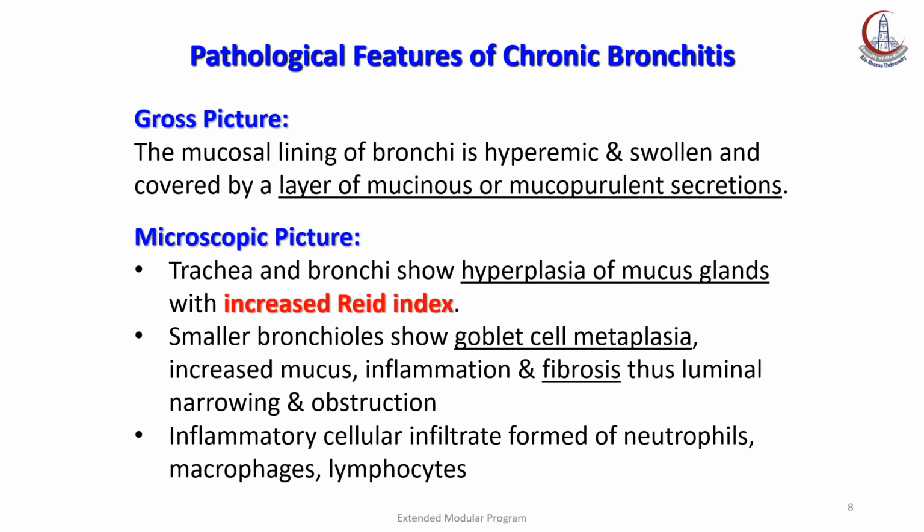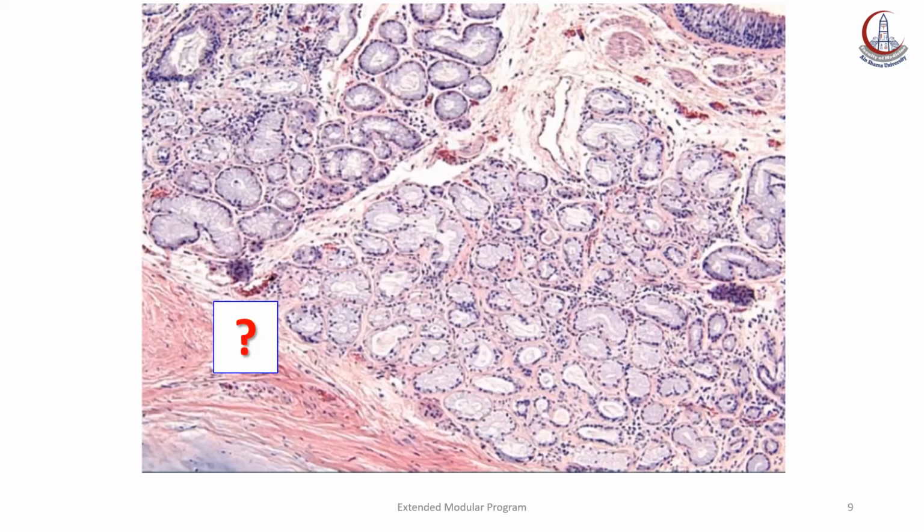The wall of the trachea and the bronchi shows hyperplasia of the mucous glands with increased what is called Reid index. We will see it in the next slide. Small bronchioles show goblet cell metaplasia, increased mucus secretion, inflammation, and fibrosis. The inflammatory infiltrate is formed of neutrophils, macrophages, and lymphocytes. This is what's called increased Reid index in case of chronic bronchitis due to hyperplasia of the mucous glands.